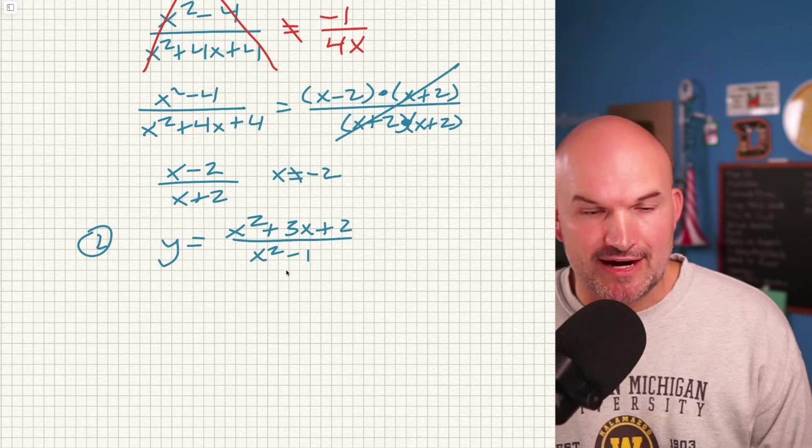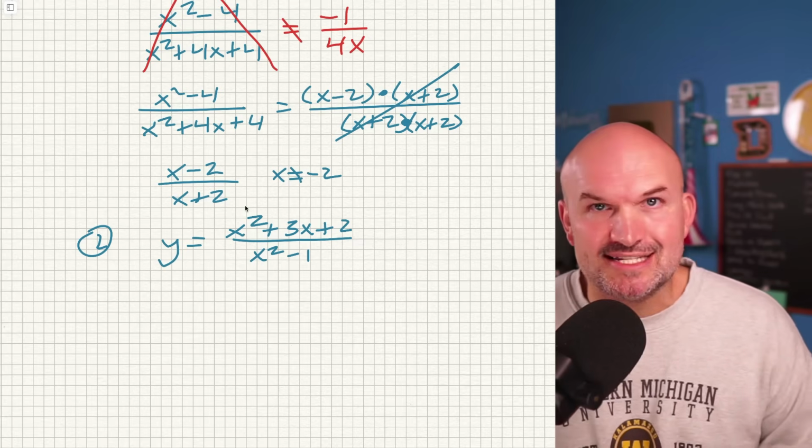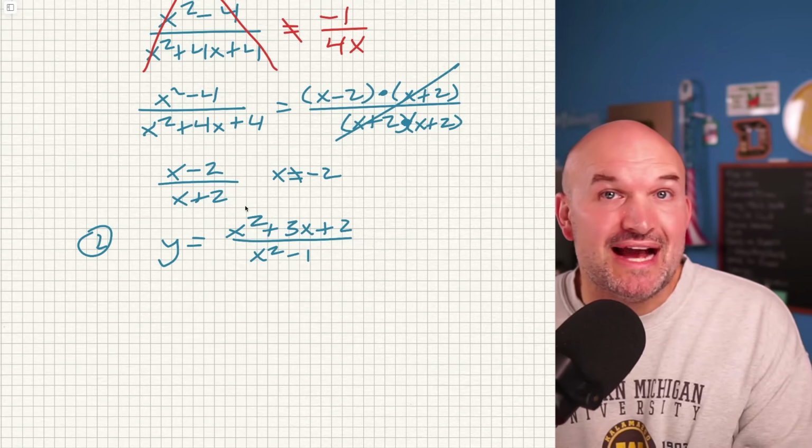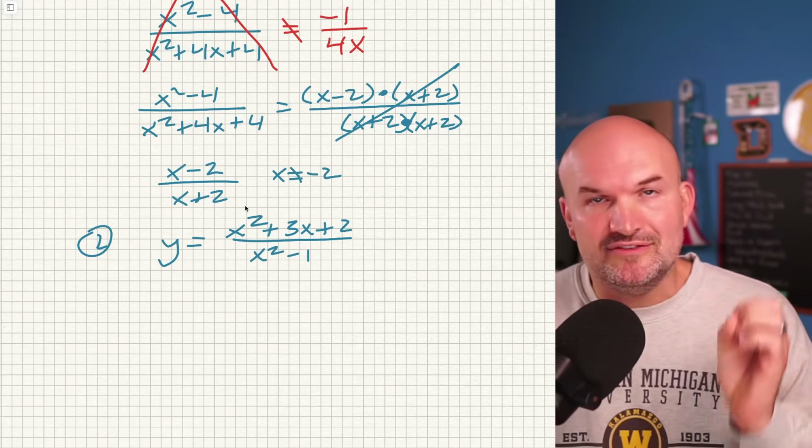Always look to simplify. The reason being is if we have a hole that occurs at an x or a y intercept, there is no x or y intercept that is a part of the problem. It is a hole. It is an undefined value.